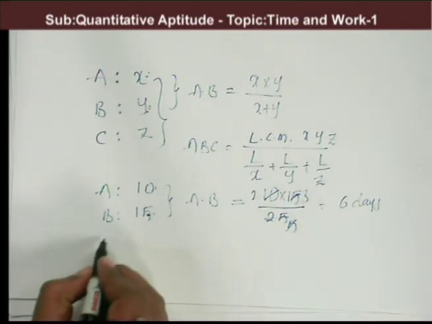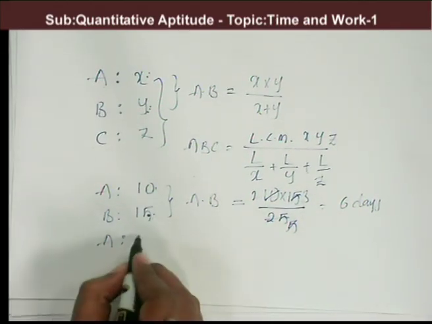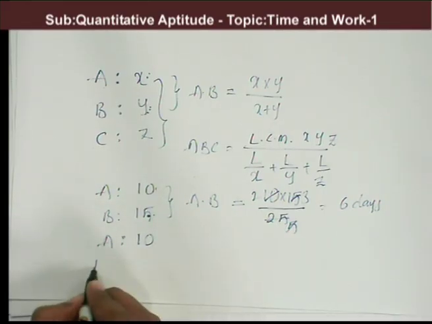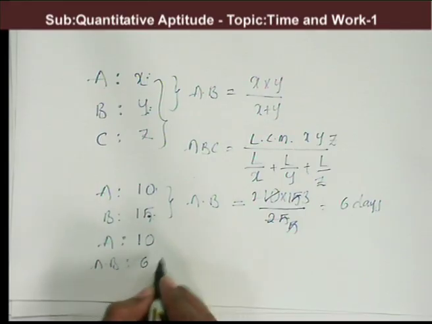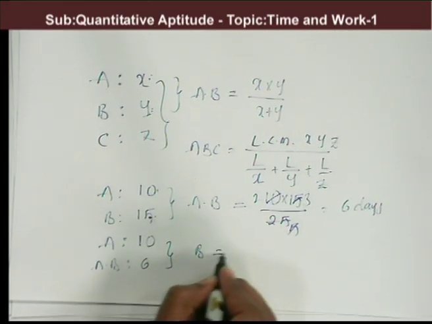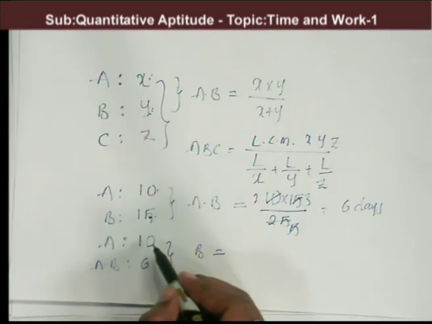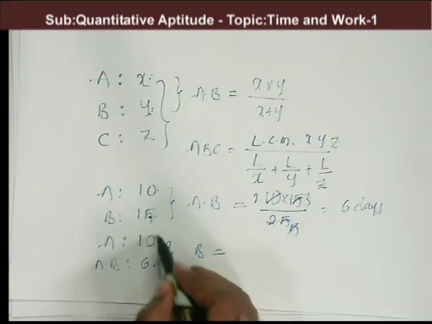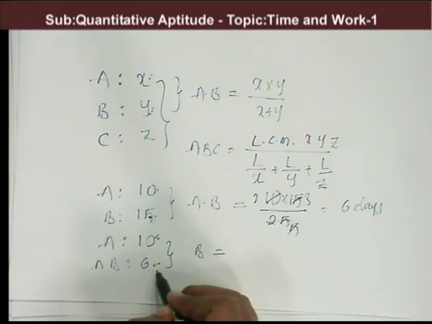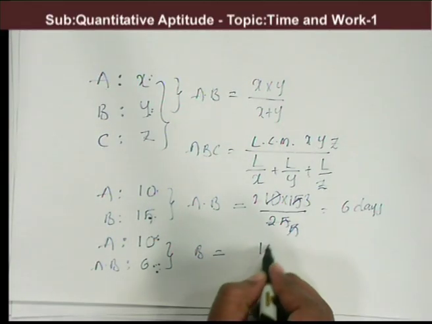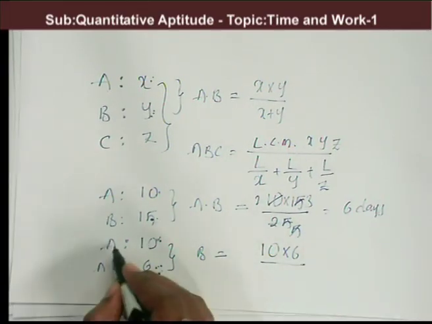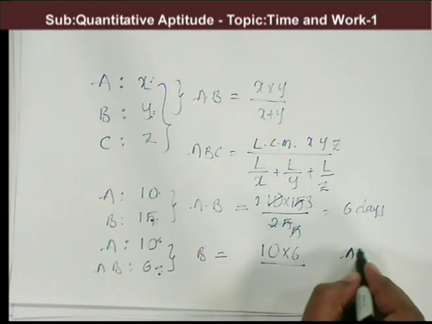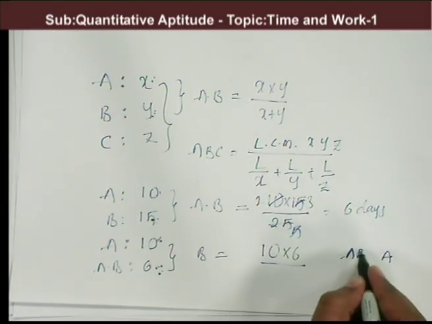Now the question will be: A can complete the work in 10 days, and with the help of B, AB working together finish in 6 days. In how many days can B alone complete the work? Again we have two values, the first value and the second value, and we take multiplication in the numerator.